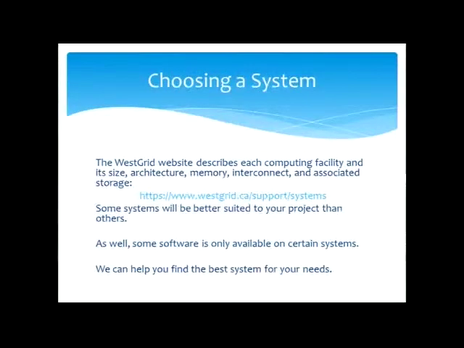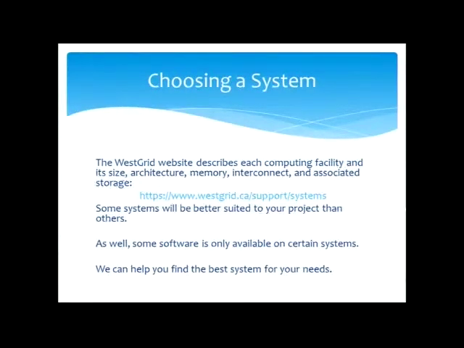So the place to find information on the current systems is https://www.westgrid.ca/support/systems. It's linked off the main page. Some systems will obviously be better suited to your project than others. And again, at support@westgrid.ca, if you're not clear on what system is best suited, that's a good place to ask.